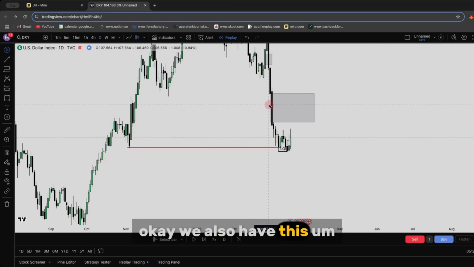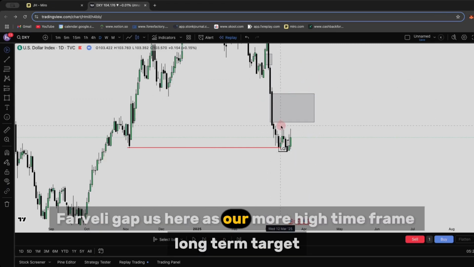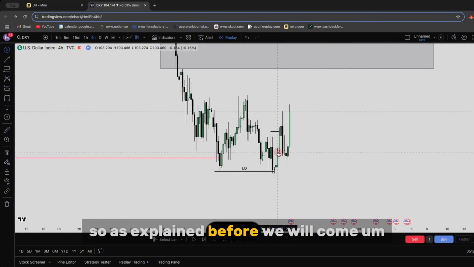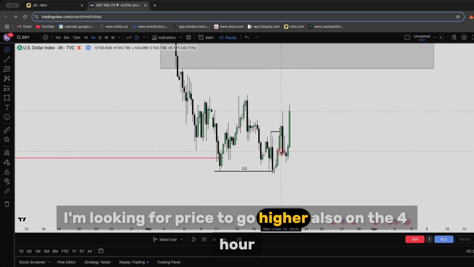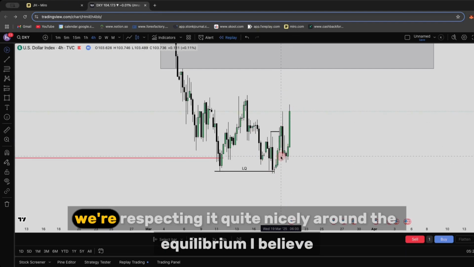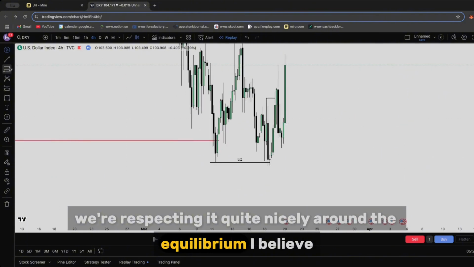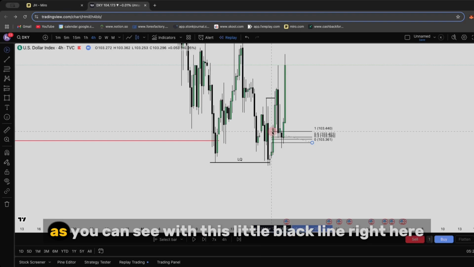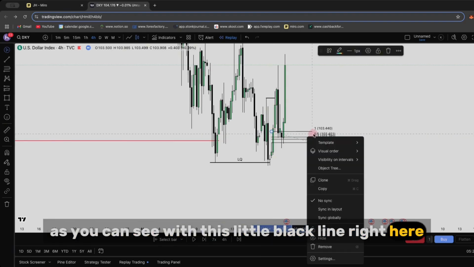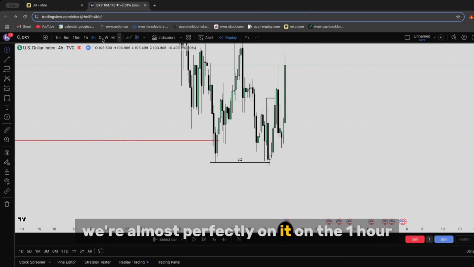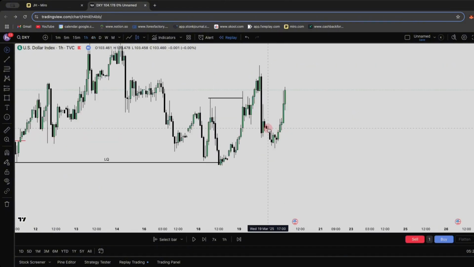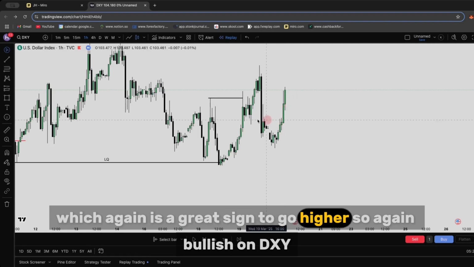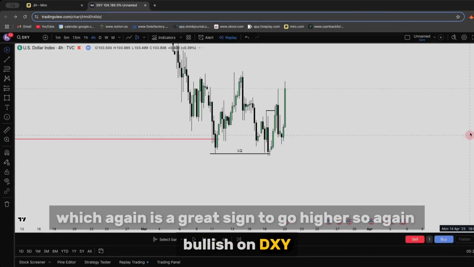We also have this fair value gap here as our higher time frame long-term target. As explained before, I'm looking for price to go higher. Also on the 4 hour, we came into this fair value gap, and we're respecting it quite nicely around the equilibrium. Bodies are respecting the equilibrium very nicely, as you can see with this little black line right here. We're almost perfectly on it. On the 1 hour, we filled this gap and displaced through this opening gap right here, which again is a great sign to go higher. So again, bullish on DXY.